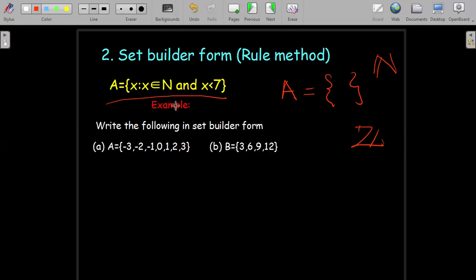So now I'm going to read this out. Set A is the set of x such that, the colon here is just saying such that, so x is representing any number right now. Set of x such that x is a natural number, and natural numbers, we know, are the numbers from 1 to infinity, and x is less than 7.